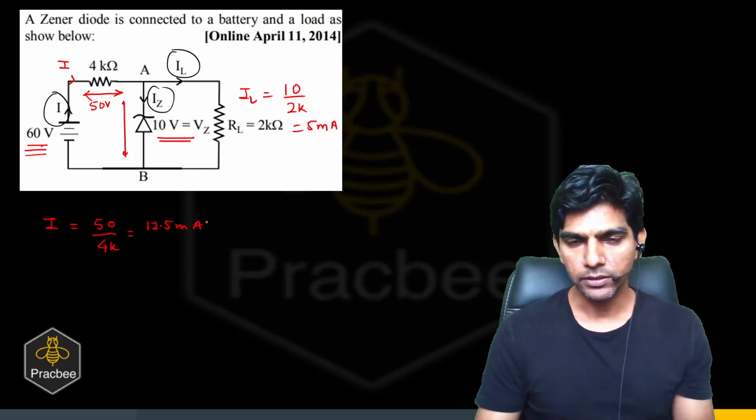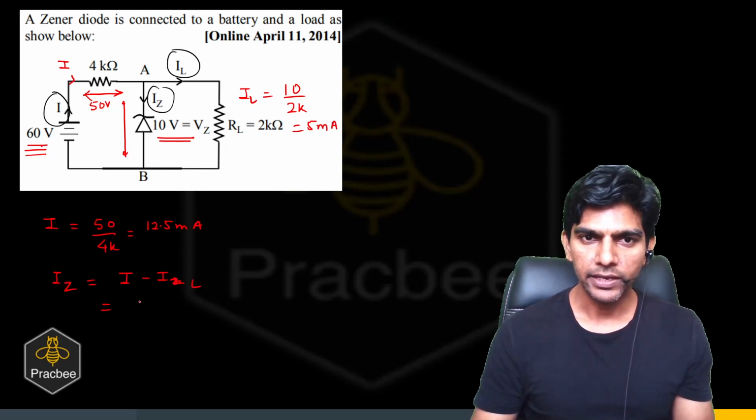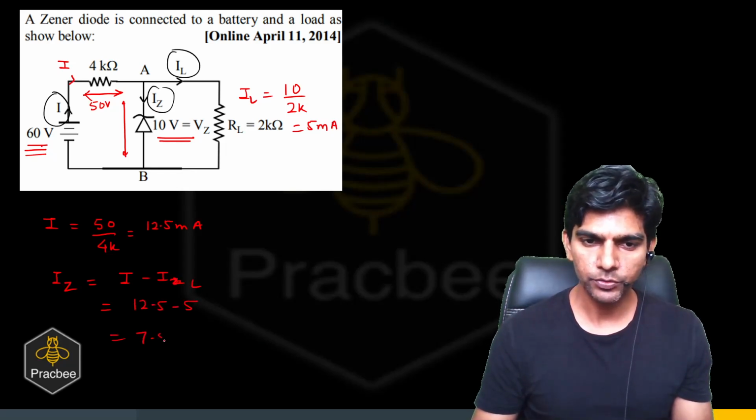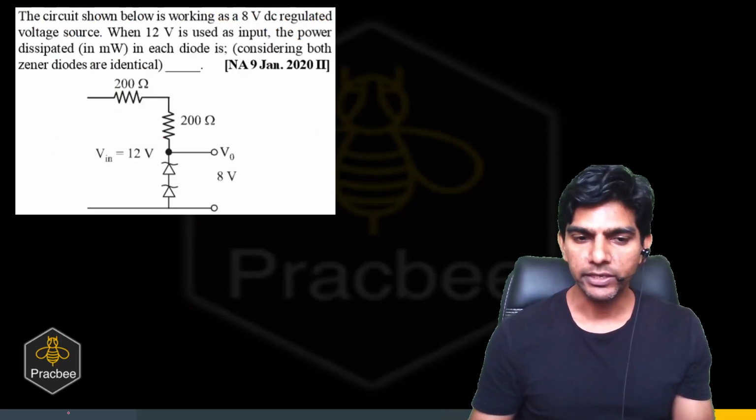Now we know the input current, we know the load current. Now what is the Zener current? That will be I minus IL, sorry, I minus IL. That will be 12.5 minus 5. So it comes out to be 7.5 milliamperes, right? So these are the values for all the currents. Now let us see one more case.